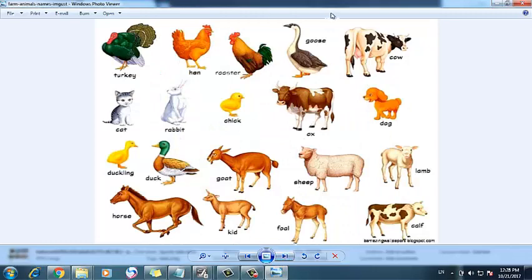Animals that live on the farm: turkey, hen, rooster, goose, cow, dogs and cats, ox, chick, rabbit, cat, duckling, and duck. But I want to remember something. Duck and duckling also live in the pond habitat. They like to live in the pond habitat. And even on the farm, if you said farm or pond, both of them are right. Goat, sheep, lamb, calf, foal, kid, and horse.